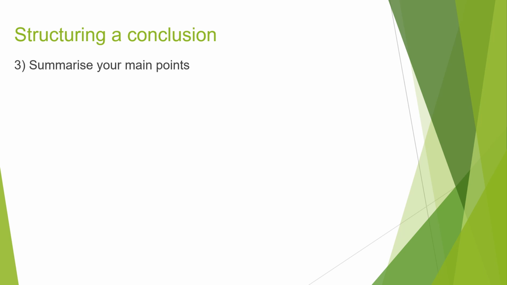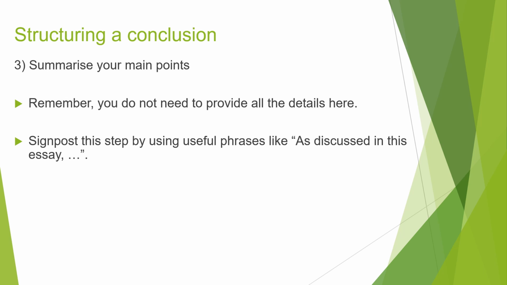The third step in your conclusion is summarizing your main points. Remember, you do not need to provide all the details here. You can also signpost this step by using phrases like, as discussed in this essay, and then continue your summary. Here you have to be careful with your word count. Remember, your conclusion should not exceed 15% of your total word count to keep your whole essay balanced.